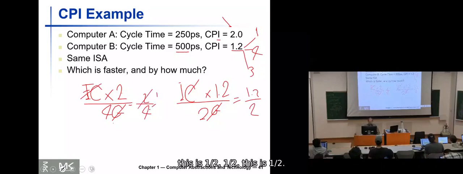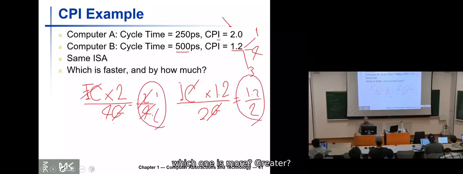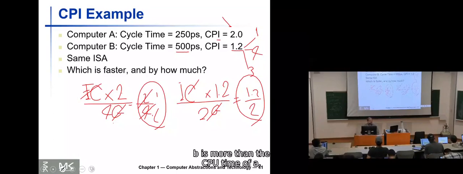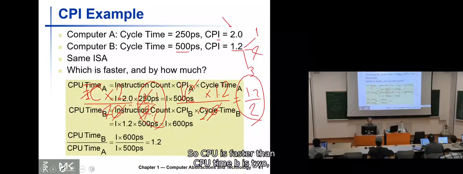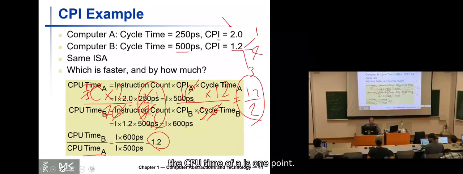This is 1 over 2, and this is 1.2 over 2. Which one is greater? This one, 1.2. So the CPU time of B is more than the CPU time of A, which means A is faster. By how much? By 1.2. This is 1.2, this is 1. So CPU A is faster. CPU time of B to the CPU time of A is 1.2.